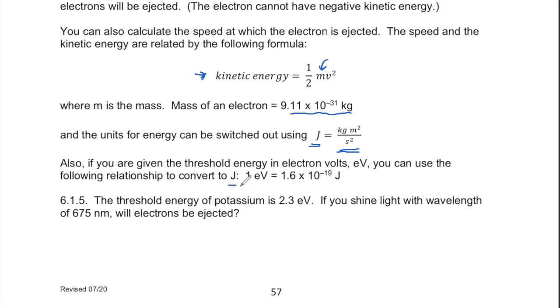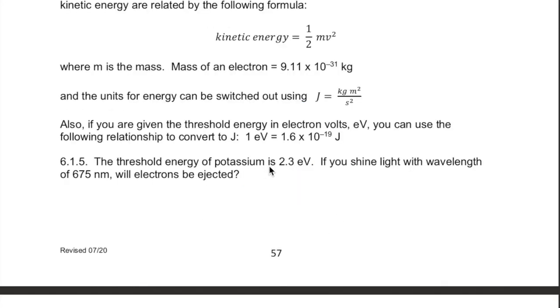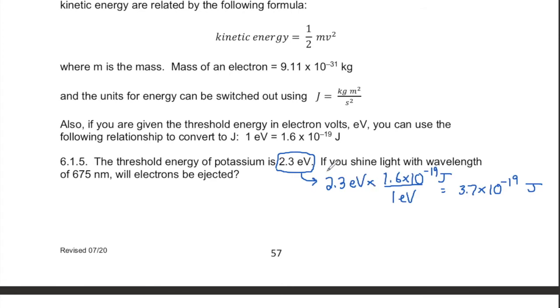Another unit that is equivalent to a joule is an electron volt. Historically, these threshold energies have been measured in electron volts rather than joules, and so you can convert it using this equivalent relationship here. So let's scroll up a little bit and do this problem. I think the first thing that we can do is convert this threshold energy into joules. Then we can get the energy of the photon in joules and compare them. So this is a straight conversion, the 2.3 electron volts.